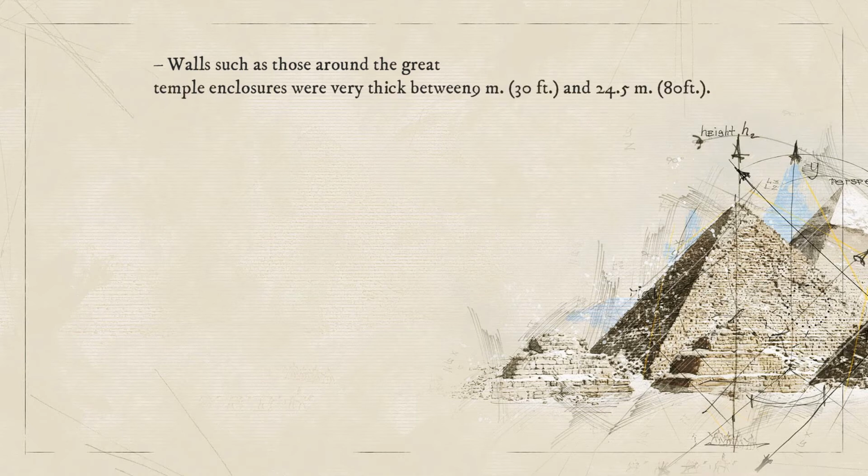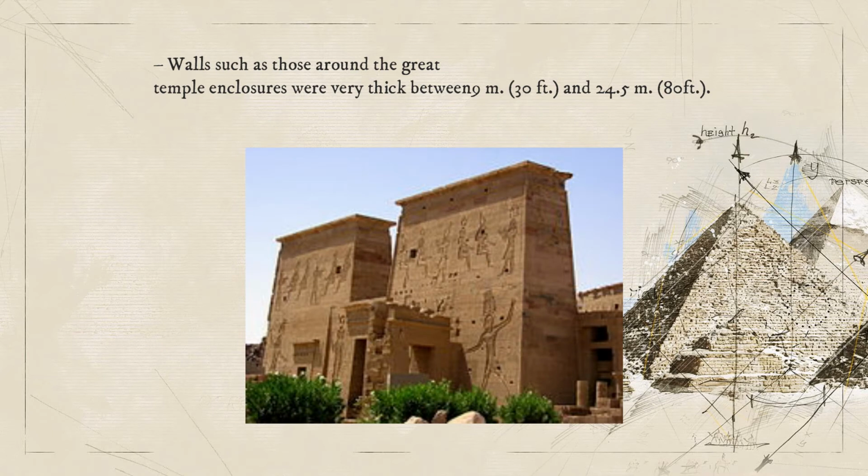Walls such as those around the Great Temple enclosures were very thick, between 9 meters or 30 feet and 24.5 meters or 80 feet.